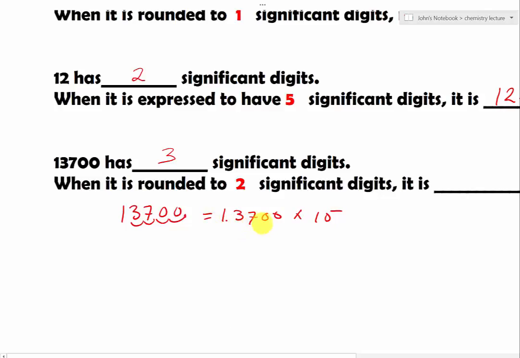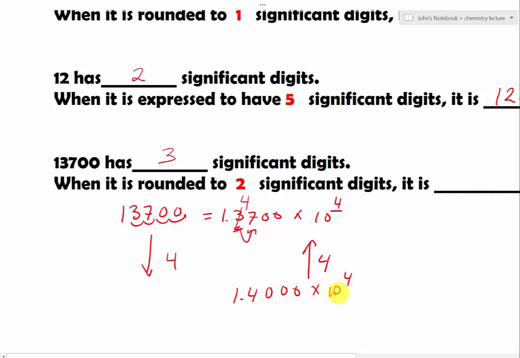Look at the value. It decreased by 4 places, right? So what are we going to do to the exponent part? We are going to increase this by 4 places. So therefore, it's going to be 4 right there. And now let's see how we can manipulate this so that we have 2 significant digits. This is our second significant digit right here. So we're going to round at the 3 by looking at the next digit, which is 7. That 7 will make the 3 into a 4. And what we have here is going to be 1.4000 times 10 to the 4th power.